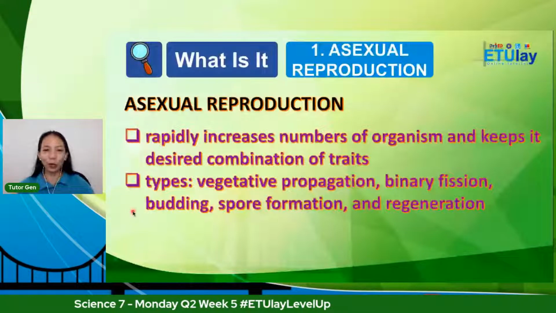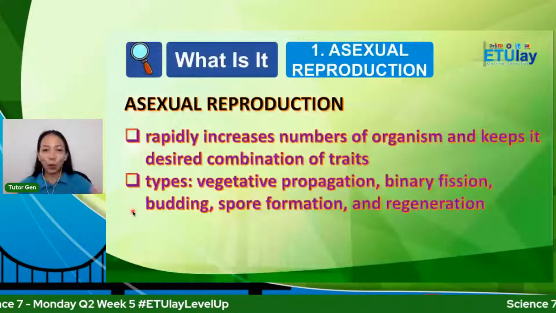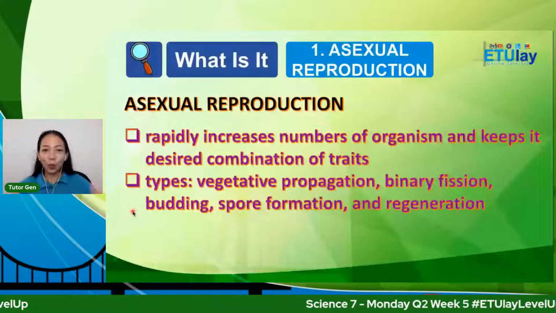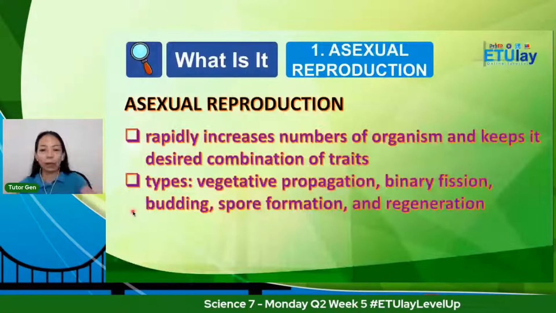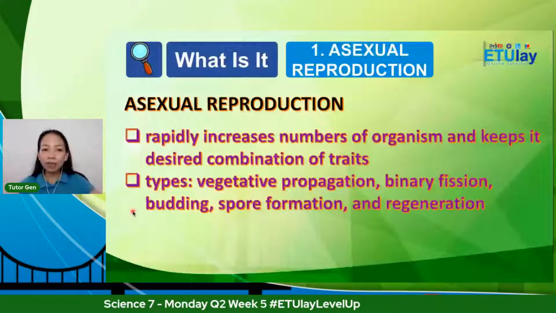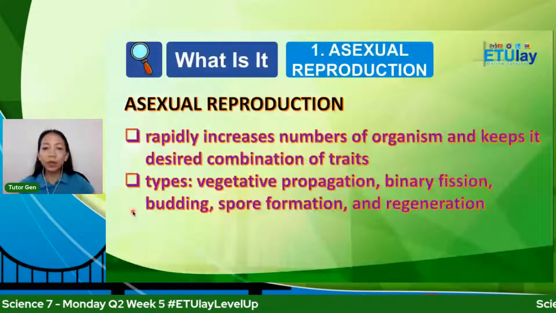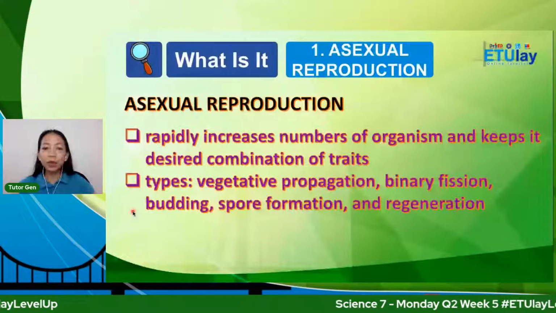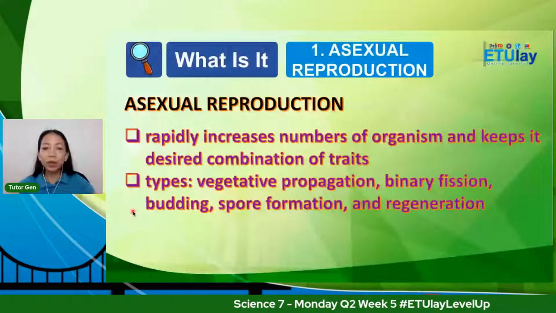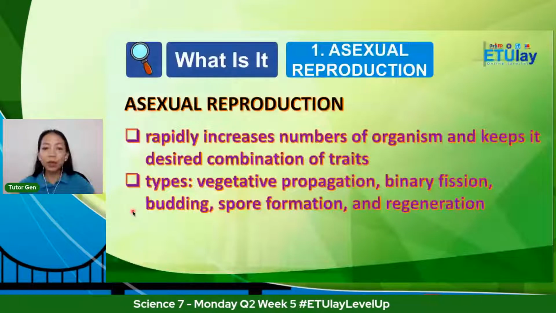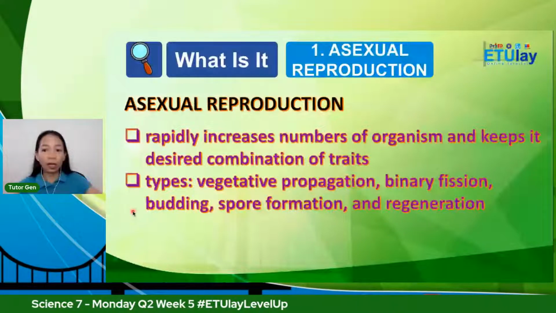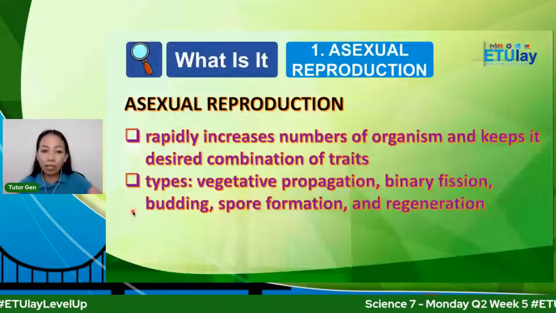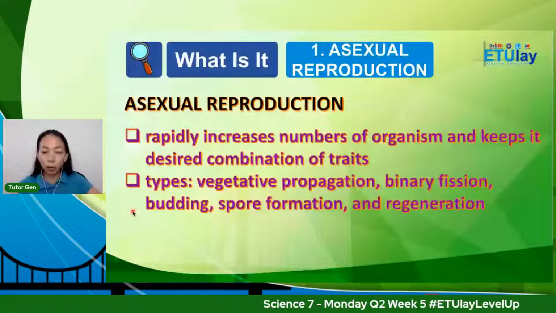Okay, so let's get to know each one. Again, we have vegetative propagation first. Number 1, when we say vegetative propagation, new individuals are formed without the production of seeds and spores. So walang spores na kailangan, but you can have another individual because of this asexual reproduction.